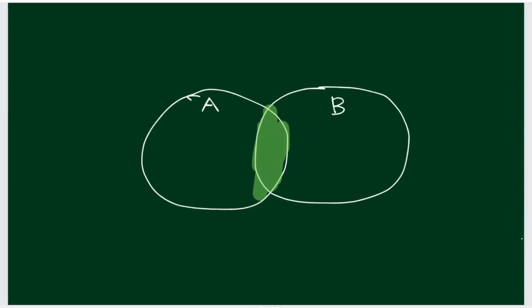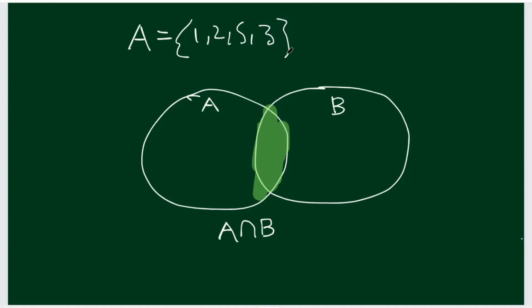And here's the first set operation I'm going to present to you. This part can be written as A intersect B. It looks like an N, right? A intersect B. And let's say that the set A contains, for example, 1, 2, 5, and 3, right? And let's say that set B contains 3, 7, 2, and 1.